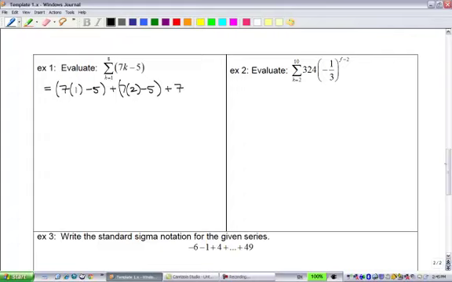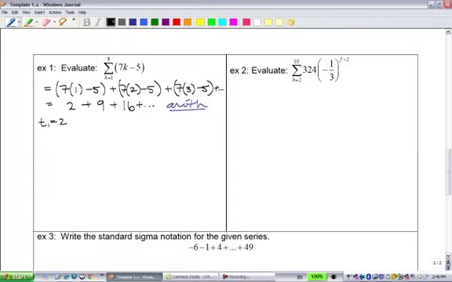So in this case, each term is 7 times the k value, which in this case is incrementing from 1 to 3, and we subtract 5, and then that pattern continues. 7 minus 5 is 2, 14 minus 5 is 9, 21 minus 5 is 16, and that carries on for a certain number. 2 plus 9 plus 16, so 2 plus 7 is 9, plus 7 is 16 again. So that's arithmetic. That's great.